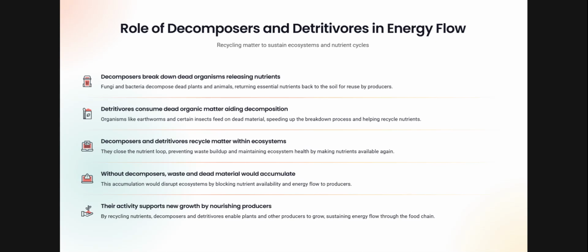Finally, the nutrient recycling performed by these organisms directly supports new plant growth. This nourishment at the producer level is essential because it sustains energy transfer up through the food chain, keeping the entire ecosystem functioning smoothly. So building on this understanding of nutrient recycling, let's now look at how energy production varies under different respiration conditions, so aerobic and anaerobic processes, and how these impact the energy flow and cycles within ecosystems.